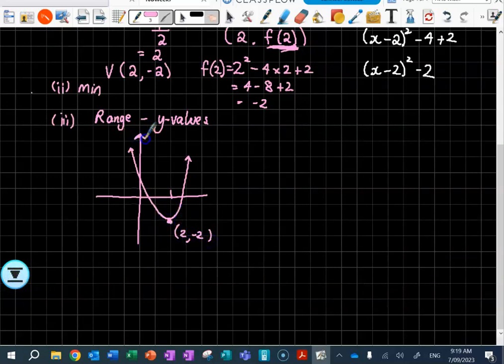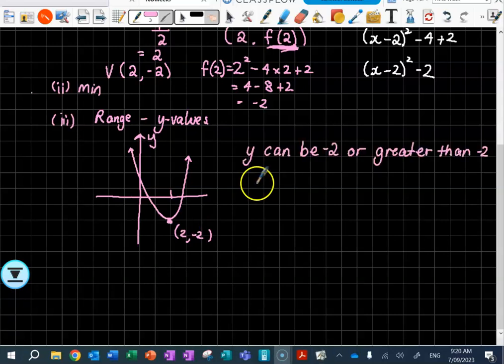So we're asking, what's the range? In other words, what values of y can exist? So y couldn't be minus 3, minus 4, minus 5, could it? Yep, what could it be? Has to be greater than minus 2. Could it actually be minus 2? Yes. So instead of us writing that, we write y is greater than or equal to minus 2. Love the maths notation.